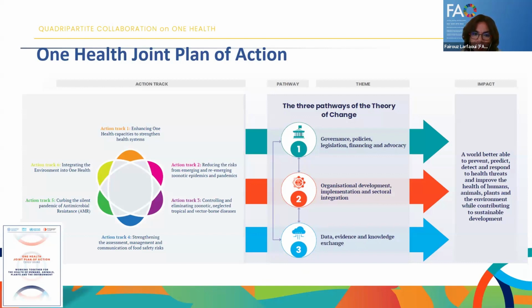One is governance and policy, legislation, financing and advocacy. The second one consists in organizational development and implementation and sectoral integration. And the last one is on data, evidence, and knowledge exchange. This allows really to have a world better able to prevent, predict, detect and respond to health threats.